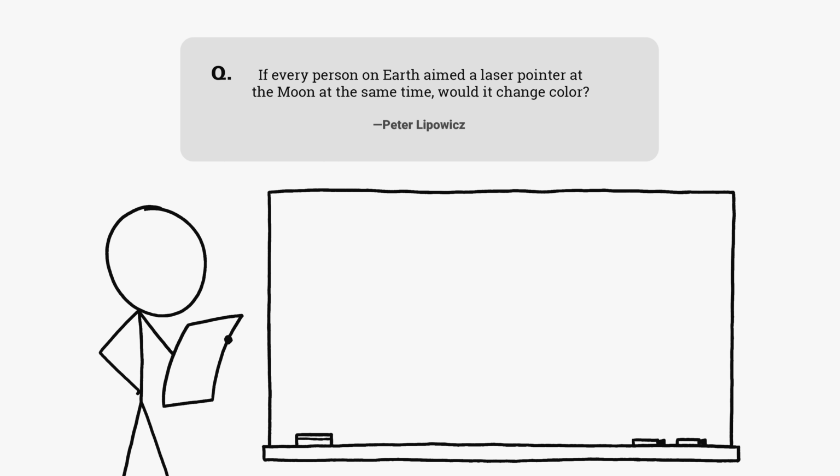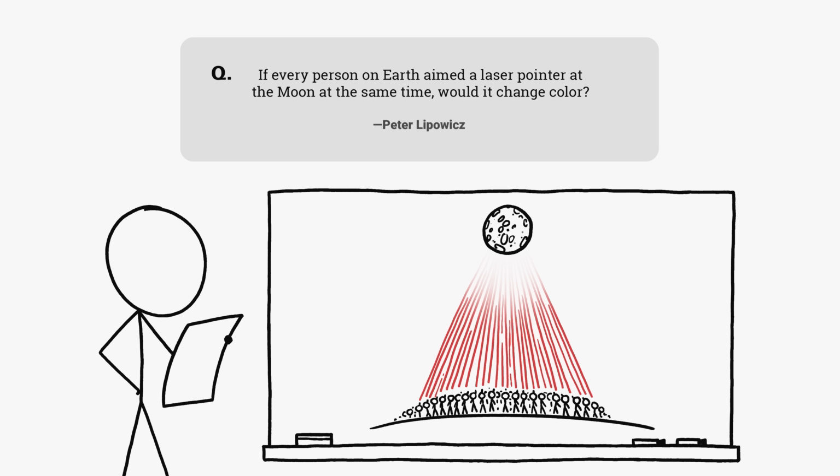This question comes from Peter, who asks, if every person on Earth aimed a laser pointer at the moon at the same time, would it change color? The answer is, not if we used regular laser pointers.